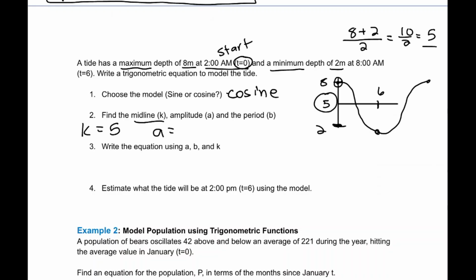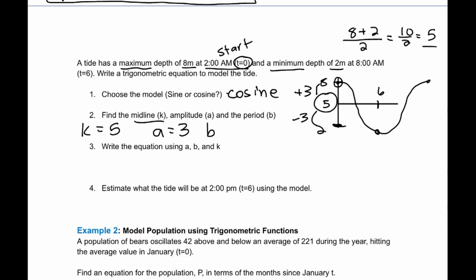My amplitude is how much you have to go up by to go to the maximum. To go from 5 up to 8, I have to add 3. And I have to think, how much do I have to go down by to go from 5 down to 2? I'd have to go down by 3, so the amplitude A is 3. Going up by 3 and down by 3.